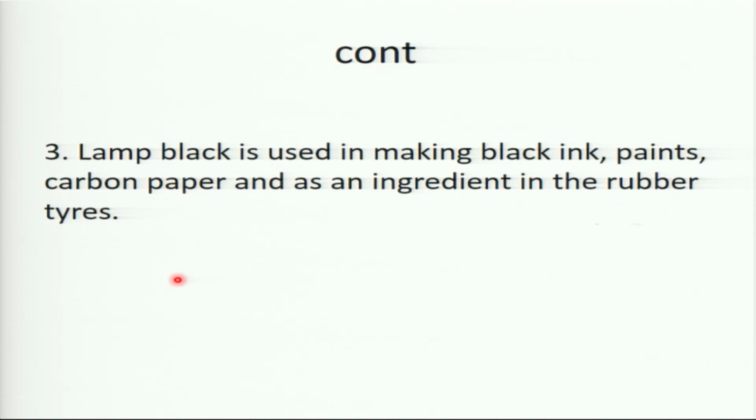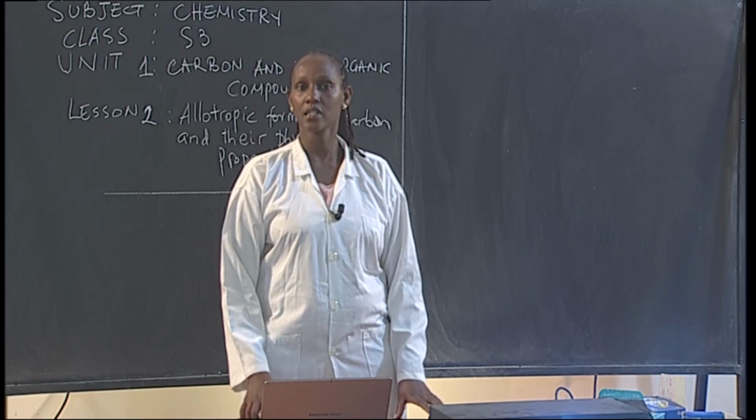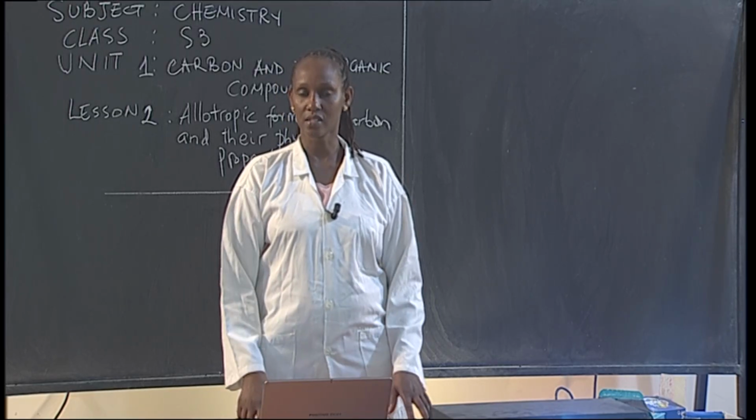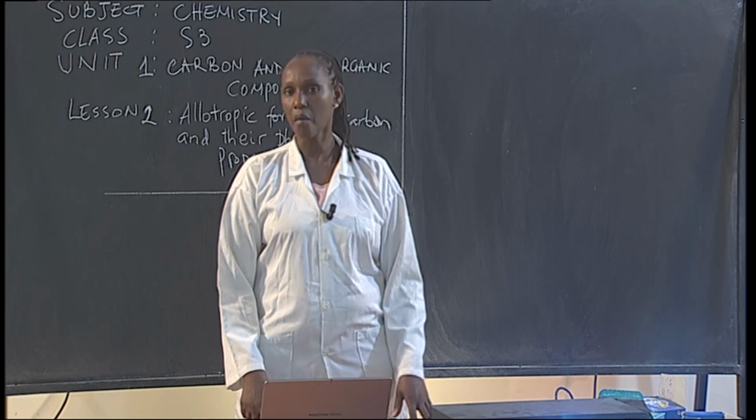The lamp black is used in making black ink, paints, and carbon paper, which is used for writing. You write on a paper, put the carbon paper in the middle, and what you are writing can be seen on the paper below. It is also used as an ingredient in rubber tires. All right? That is the lamp black.